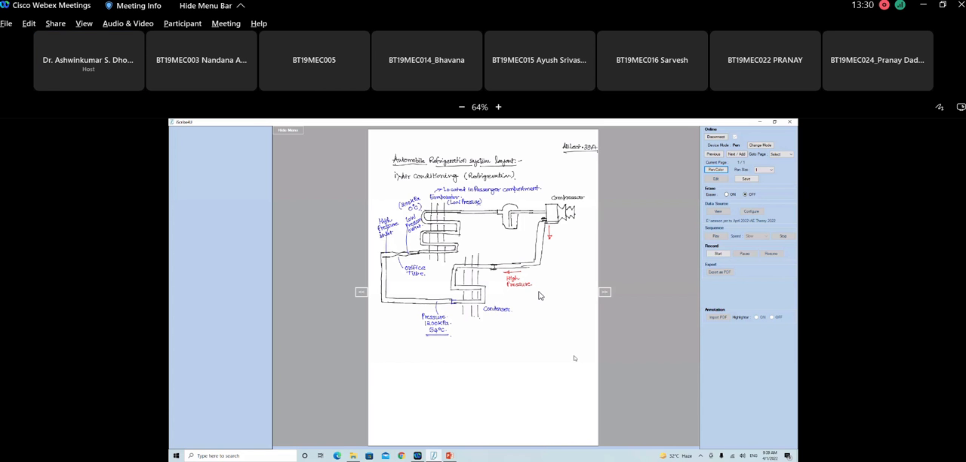and from here the gas goes here. This is called the accumulator, and here again the pressure is 200 kilopascal and 0 degrees centigrade. Okay, and then it comes to the compressor. So the outlet pressure from here is 1200 kilopascal and it is 54 degrees centigrade.